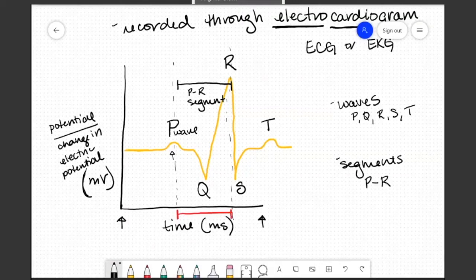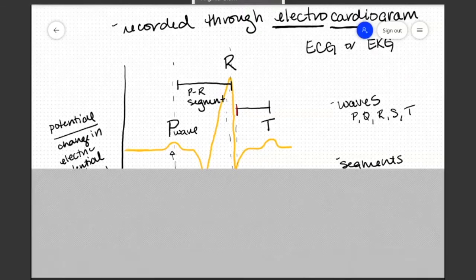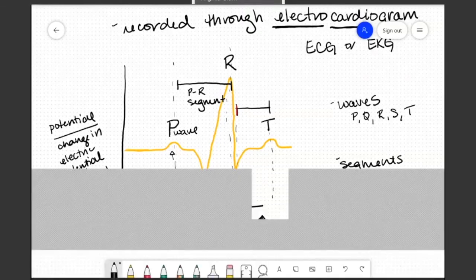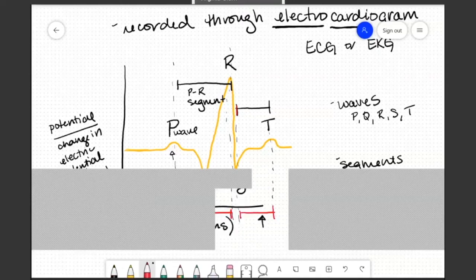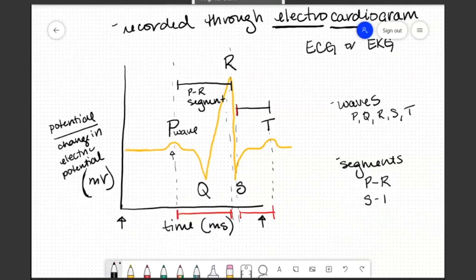And then the other one we're going to talk about is ST. So we're going to talk a lot about from this guy to this guy. And it is going to be the time frame associated with the S wave to the time frame associated with the T wave. And what you're looking at is going to be the time for the S to T segment.